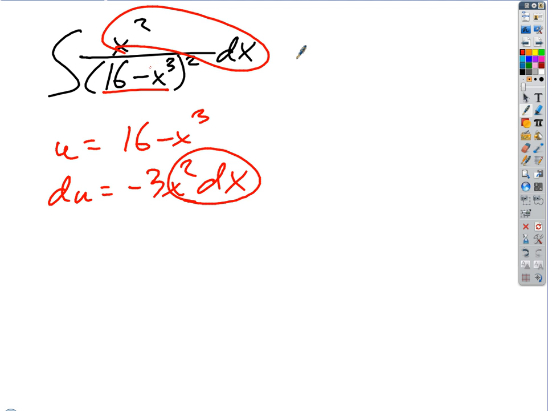Okay. So what's this going to become down here then? Tell me what this 16 minus x cubed to the 2 is going to become. Okay, so that's going to become a u to the 2 on the bottom, which is a u to the negative 2. And then what is the x squared dx in terms of du? Yeah, okay, so we'll have negative 1/3 up front. And now we've got a simple power rule integral. So what is the integral of u to the negative 2 du?